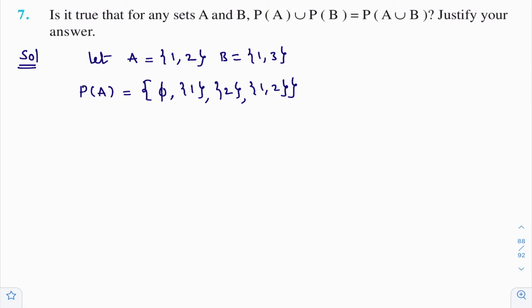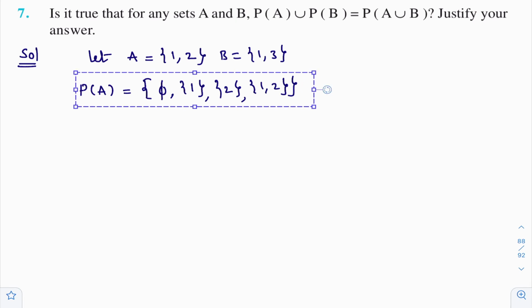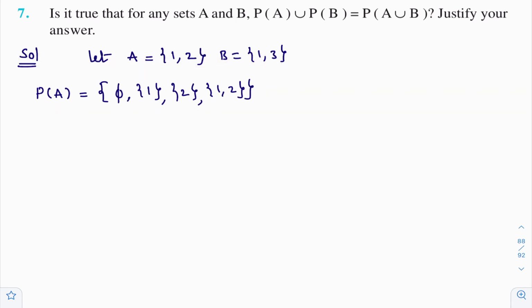I have written P of A. Now I'll write P of B. What is P of B? The set of all subsets of set B. You observe set B. I'll write all subsets of set B.